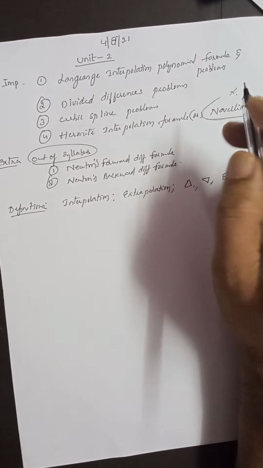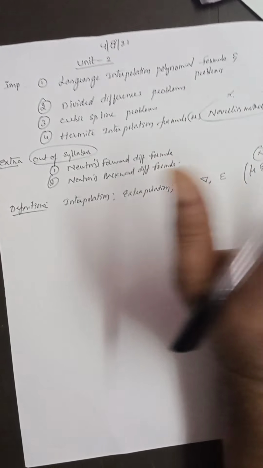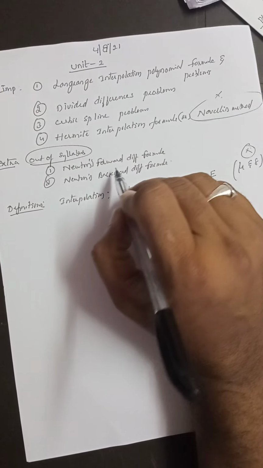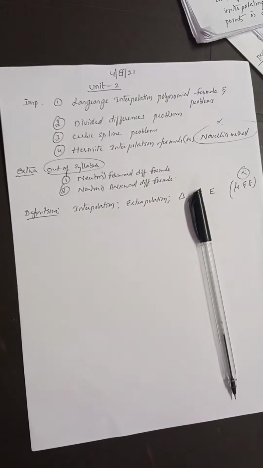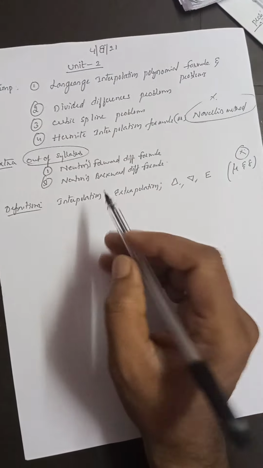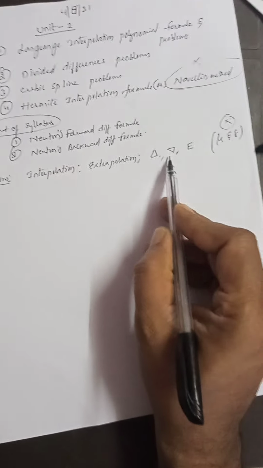It's not Newton's forward divided difference formula, Newton's backward divided, it's not divided difference. Only Newton's forward difference formula, Newton's backward difference formula or differentiation formula. Now, next definitions: interpolation, extrapolation, delta, nabla, and shift operator.